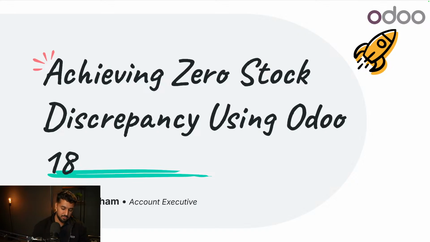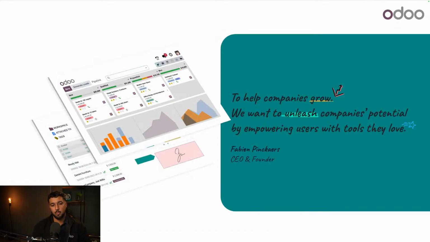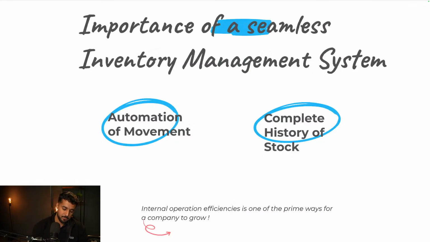So, achieving zero stock using Odoo, right? Why are you guys here? It's because of this lovely, innovative person, Fabien, the CEO and director of Odoo, the founder of Odoo, and his biggest concept is to help companies grow. Every company out there has the privilege, the right to expand, grow, increase in size, and we just want to be a part of your journey and unleash your potential.